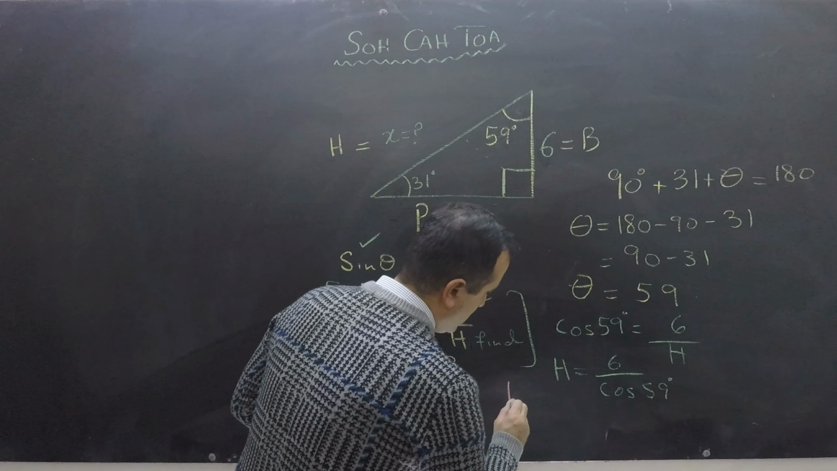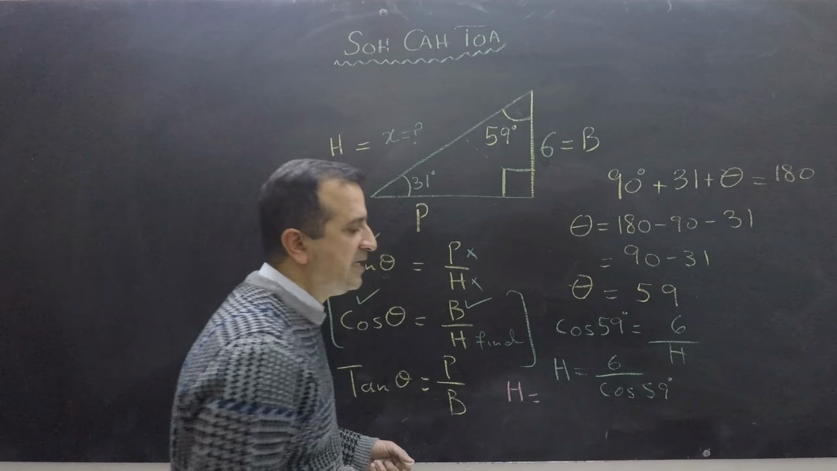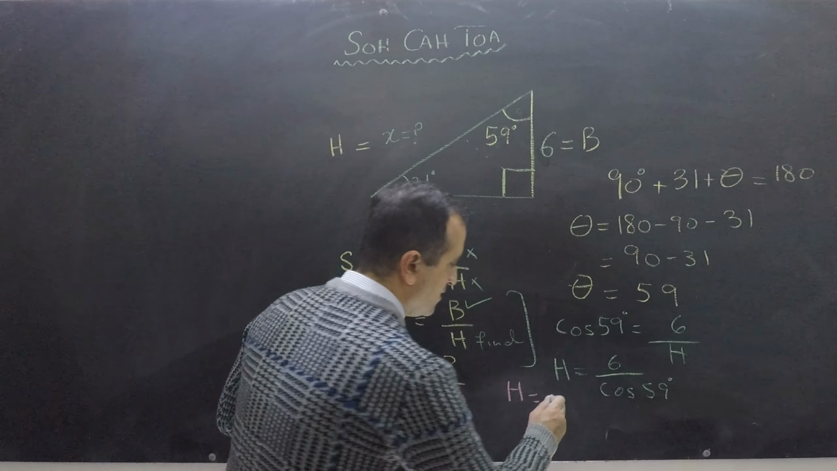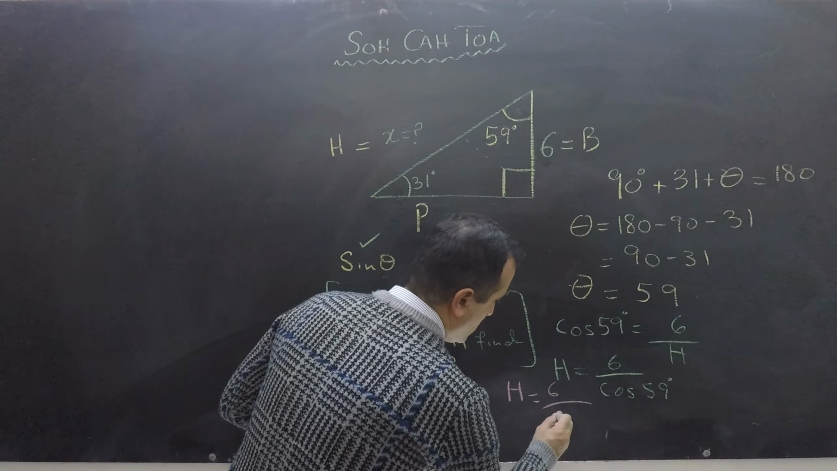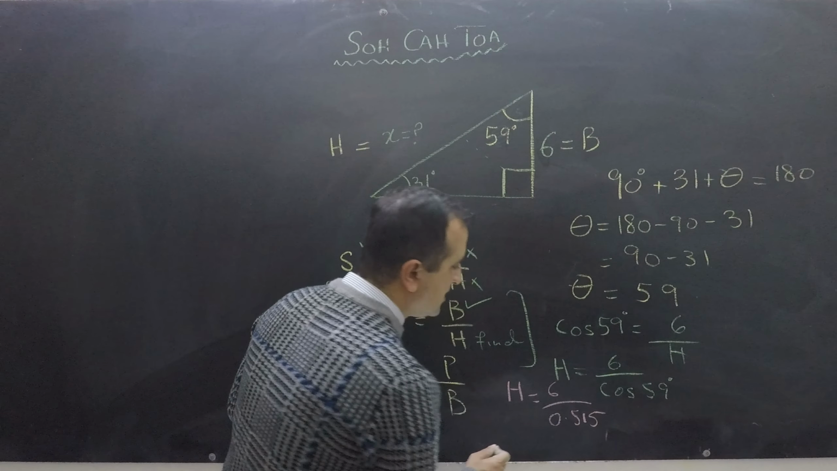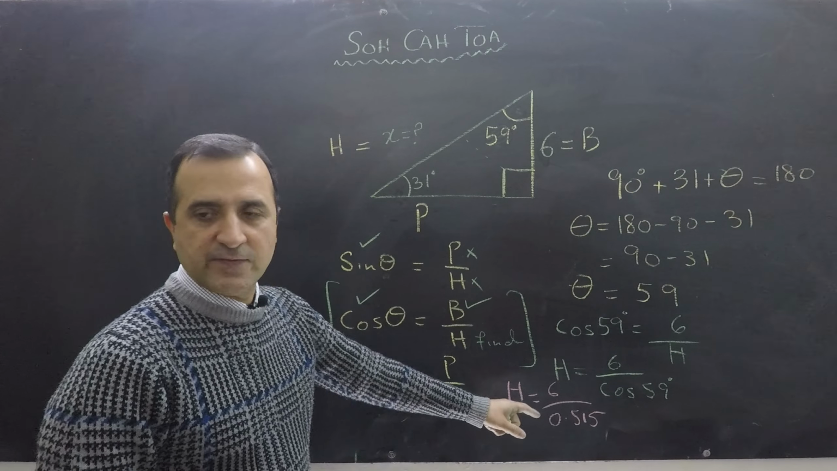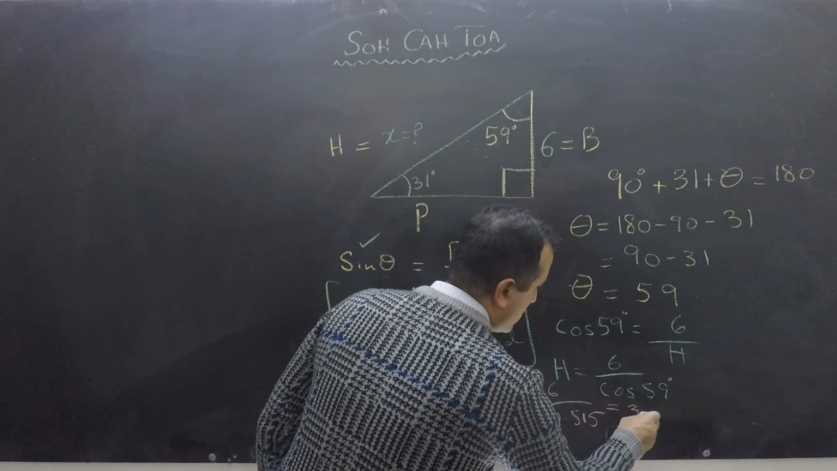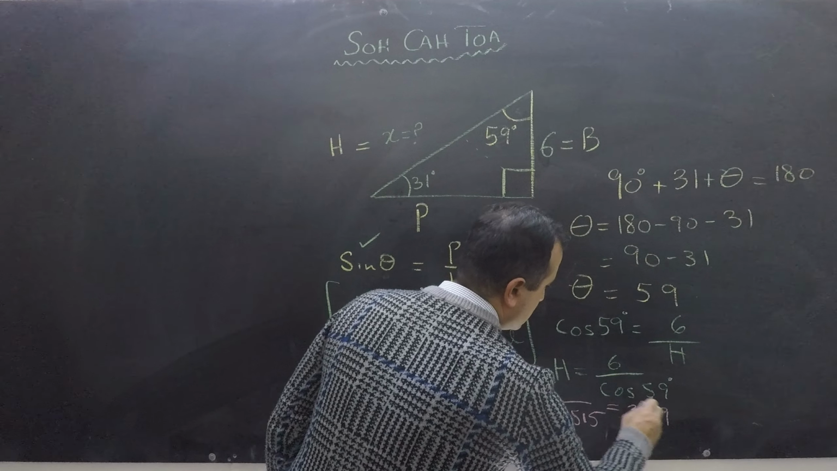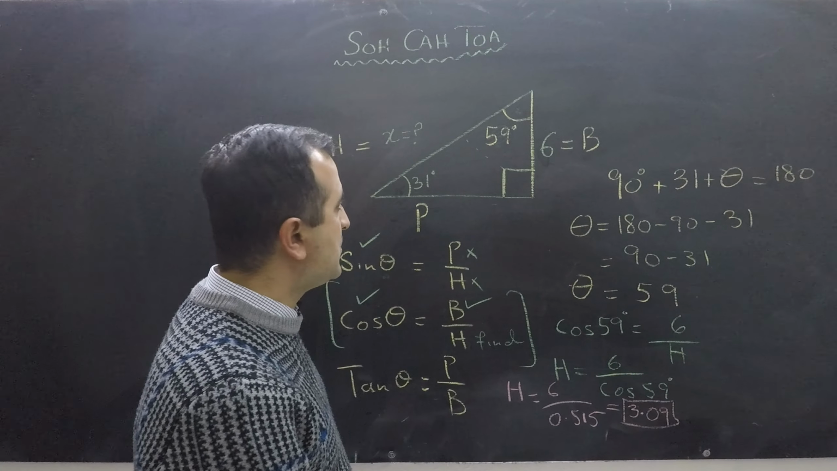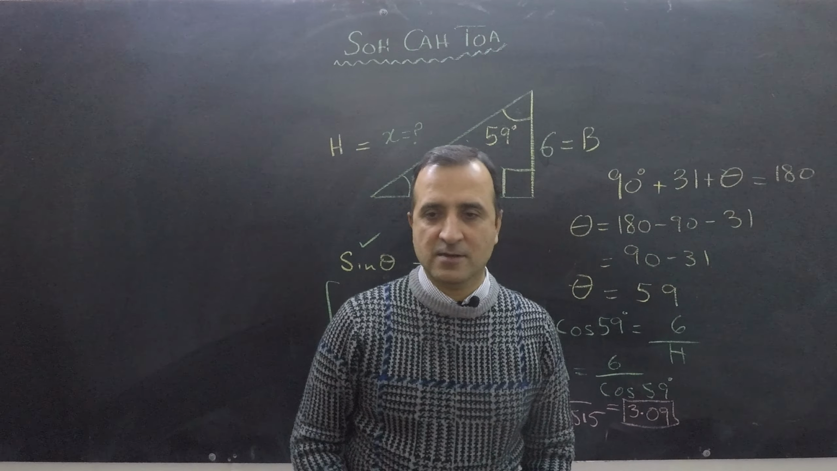So hypotenuse is equal to 6 over cos 59. What is cos 59? Cos 59 is 0.515. And what is 6 over 0.515? 3.09. So it is going to be equal to 3.09. That's our answer. So I hope that with this, it's wrong.